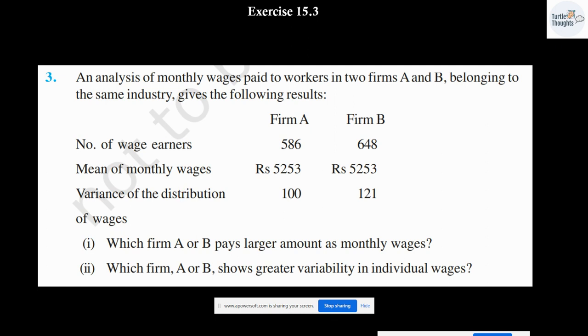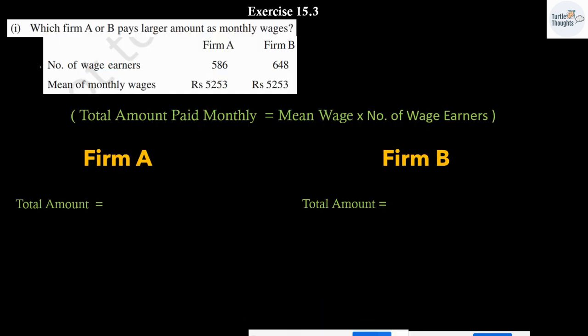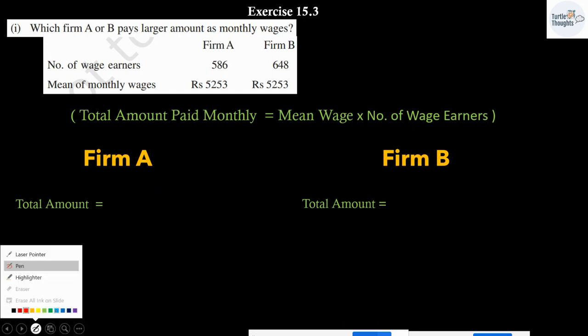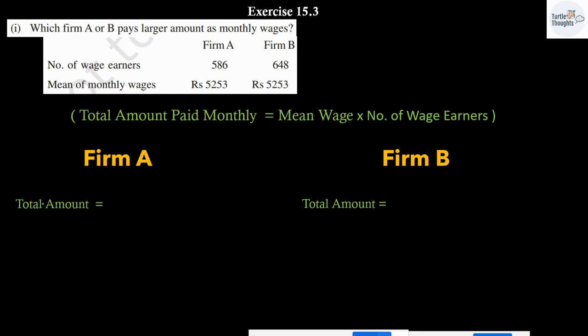So in order to calculate the first one, let me go to the next slide. Here, I have which firm A and B pays larger amount as monthly wages, right? Total amount paid is going to be equal to mean of wage multiplied by the number of earners. So for firm A and for firm B, I'm going to calculate the total amount. Total amount for firm A is going to be the mean wage multiplied by number of wage earners.